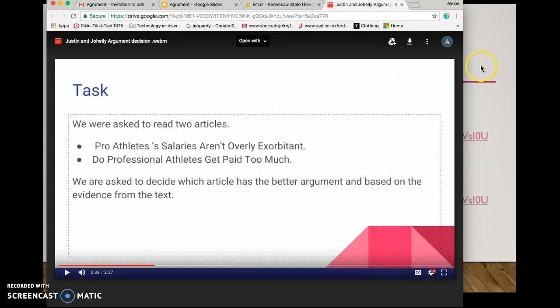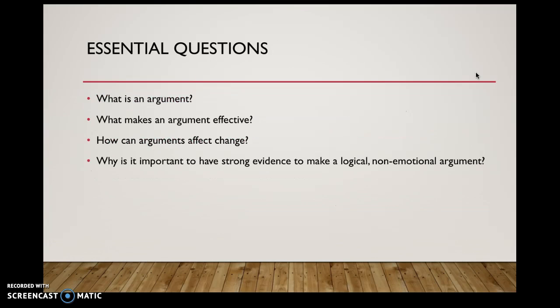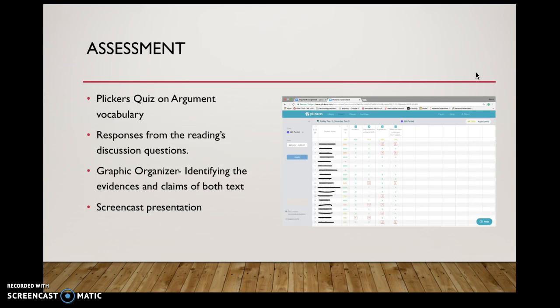So that's a sample of the screencast that the students created after they gathered all of their facts and their information to determine who had the better argument and why based on what they read and the evidence that they found. So the essential question is, what is an argument? What makes an argument effective? How can arguments affect change? And why is it important to have strong evidence to make a logical, non-emotional argument?